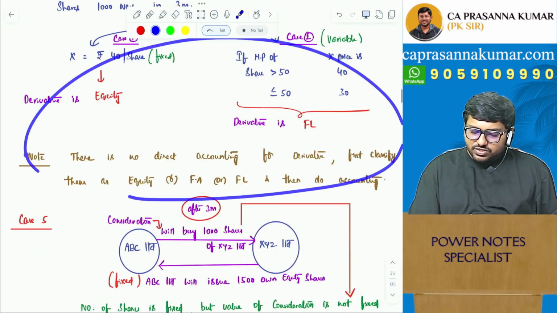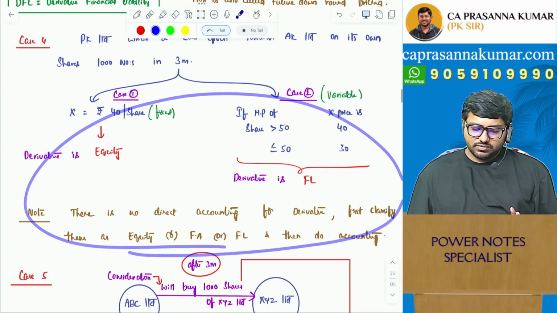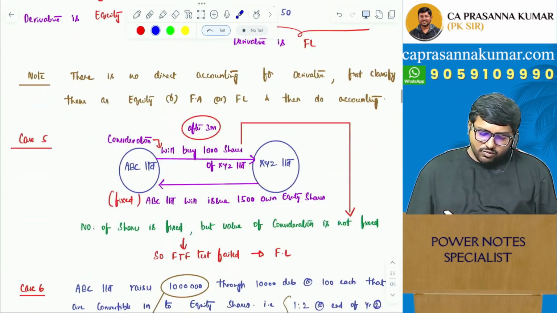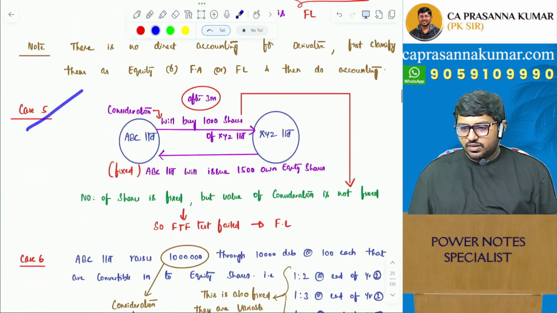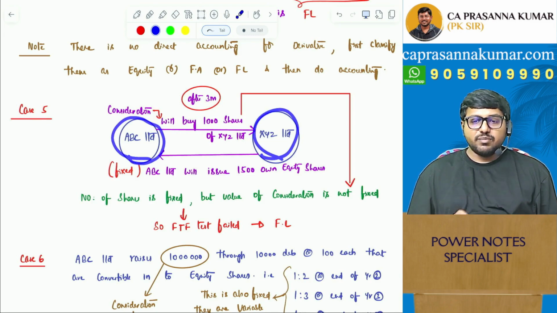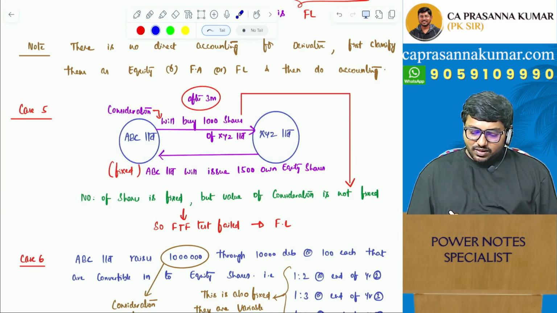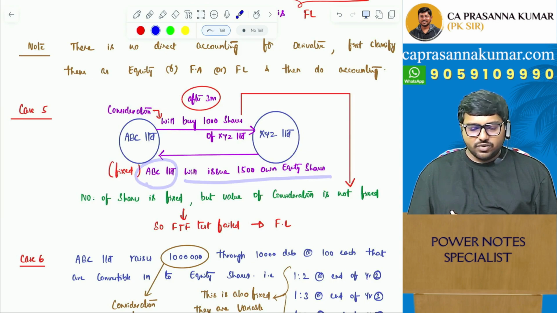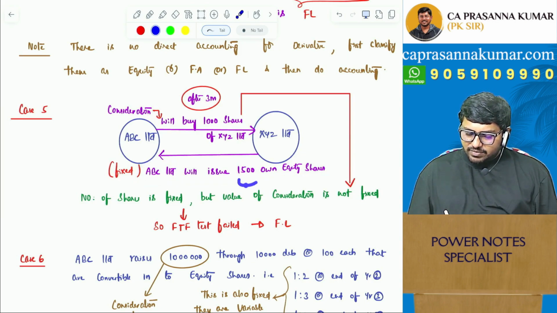Are we done with this? Case 4. Right. Moving on to case 5. Case 5, guys. Now, listen carefully. Very important. You have two companies, ABC Limited, XYZ Limited. Now, ABC Limited will issue 1500 own equity shares. So when the number is fixed, X number of shares, so it is fixed. How much now? 1500. It's not going to change.